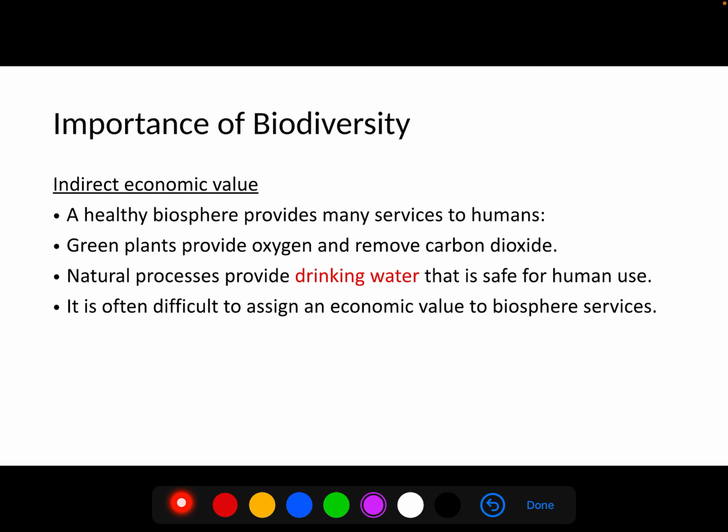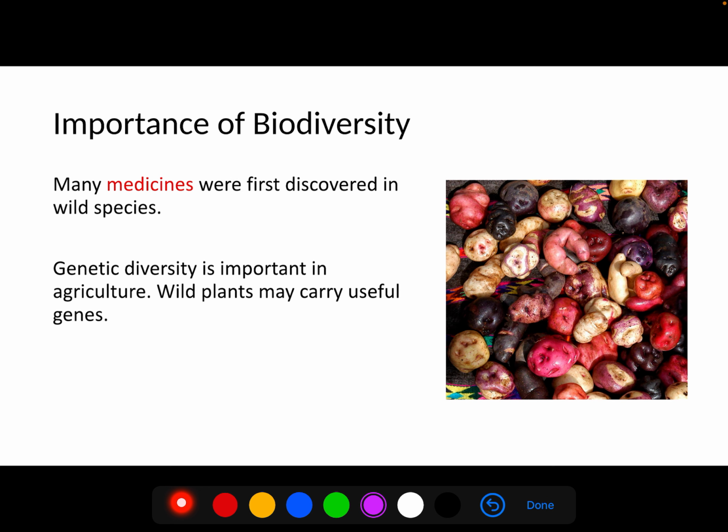Indirect: a healthy biosphere provides many services. Of course, oxygen, yay for living. Natural processes provide drinking water, yay for living again. And then it's often difficult to assign an economic value to the biosphere. I mean, you could look up some estimations online. Like I saw trillions of dollars one time, if we had to create oxygen-making machines and all that.